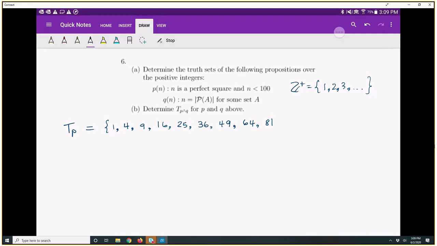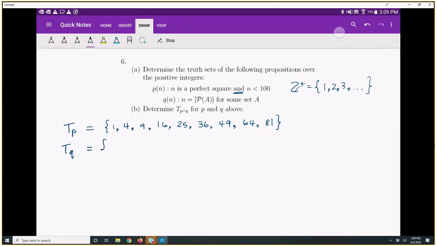The next perfect square would be 100, but our positive integer must be less than 100 in order to make our proposition true, because it's "and," so we need both of these to be true. So we're going to stop here. This is the truth set of P.